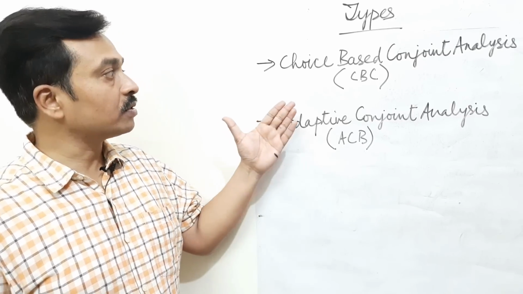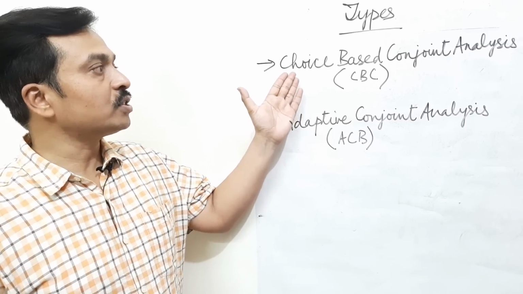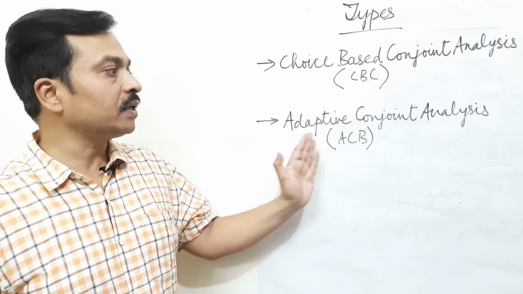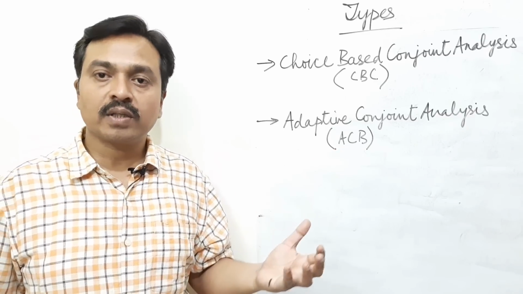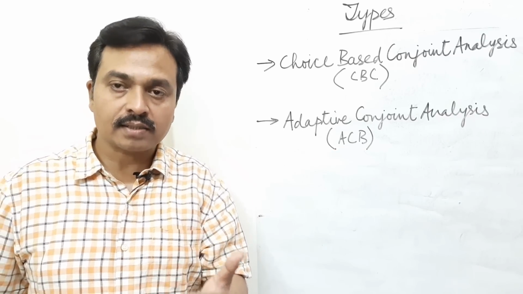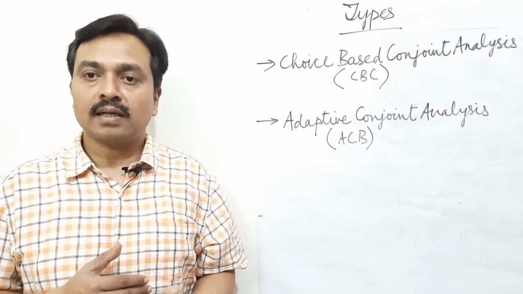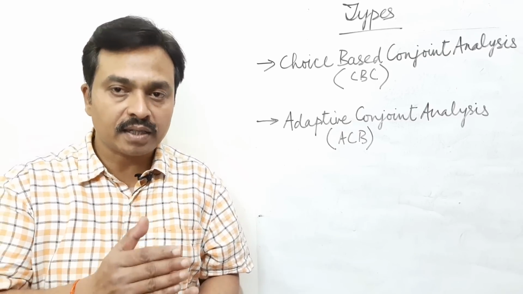We are going to discuss two types of conjoint analysis. One is choice-based conjoint analysis, that is CBC, and the other is adaptive conjoint analysis, that is ACA. Now starting with the choice-based conjoint analysis, that is CBC. Choice-based conjoint analysis is preferred over other types of conjoint analysis in many cases.